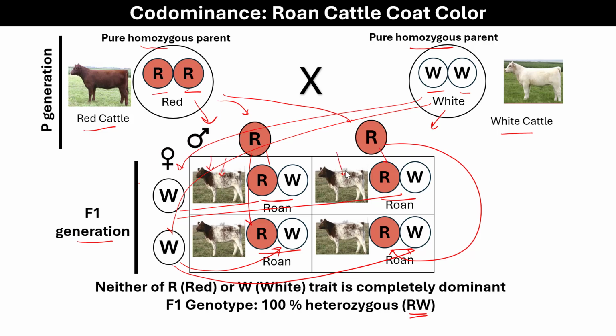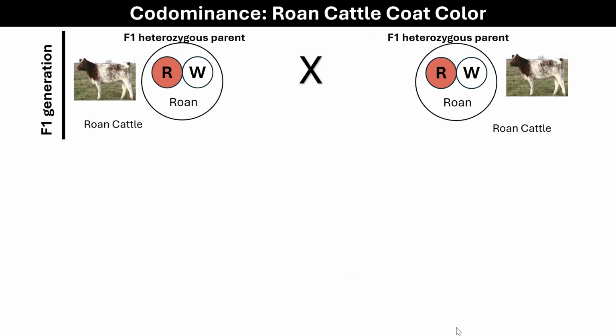So this gives you a patchy appearance where both red and white are existing, and this character is called a roan cattle coat color. So all of them will give you a mixed phenotype, which is a roan pattern of coat. If we take these roan cattle and cross them, we know that roan is a result of R and W coming together. They will produce F2 generation from F1 generation.